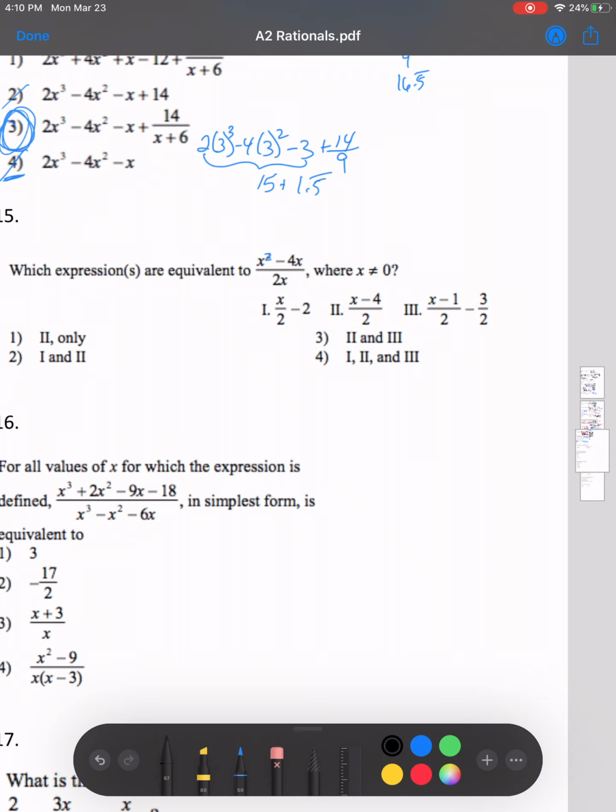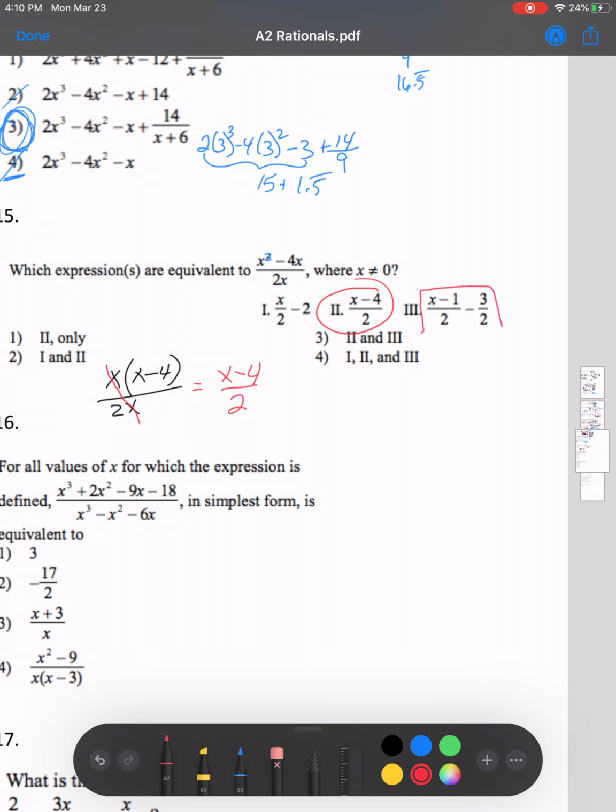If I were to simplify that fraction, I would take out a GCF of an x, and that would give me x minus 4 all over 2x. And then from here, these outside x's will cancel, which gives me x minus 4 all over 2. So I know the second fraction for sure is equivalent. But the rest of them are fancy fraction work.